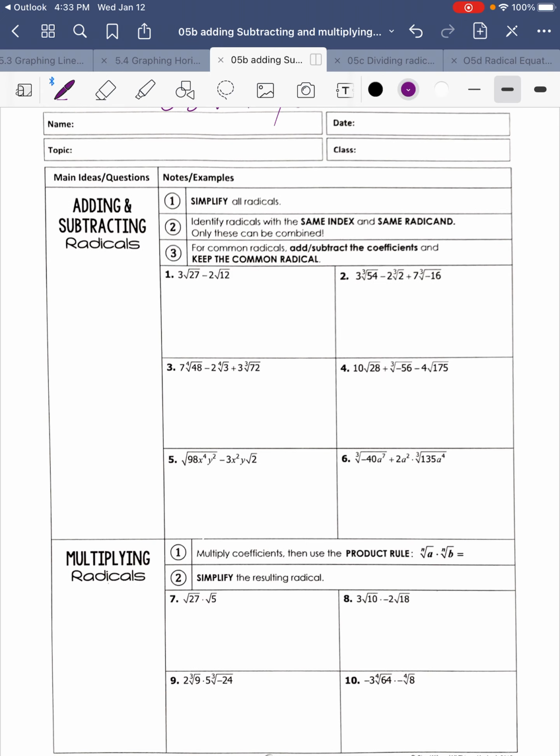All right, let's get started. So our notes are up top here. They're already filled in for us, but we simplify all radicals right away. That's the first step when we're adding and subtracting radicals. We're putting them together. So the first step is to simplify all radicals.